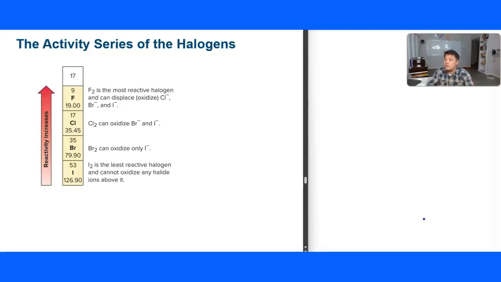So in the halogen series, it is the oxidation you see, not the reduction. Fluorine can oxidize everything. Fluorine oxidizes others, which means it itself gets reduced. So fluorine can oxidize all of them, but chlorine cannot oxidize fluorine.